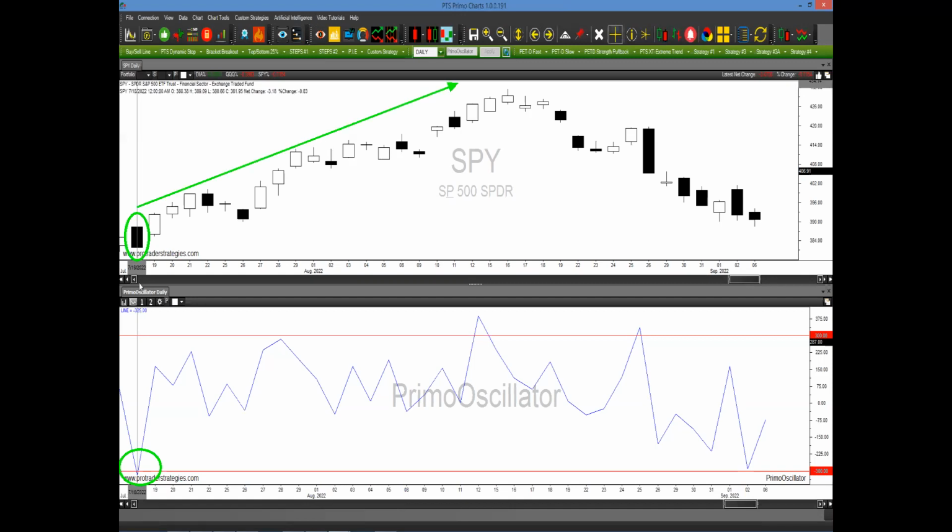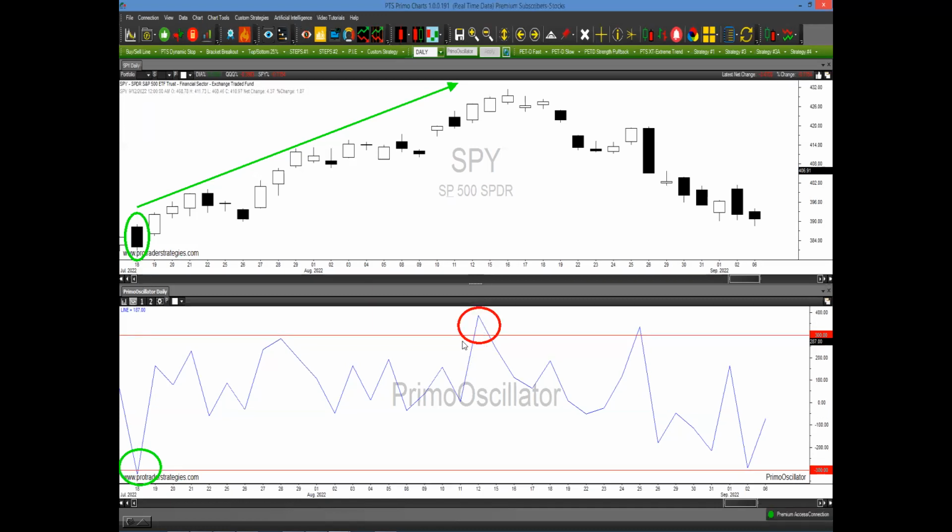Where the stochastic was telling you that we're in a totally overbought area, the Primo oscillator was telling you the exact opposite, that there was a trend direction change. Now, as we went higher and higher, we're following the oscillator. Nothing has happened using this first technique until this point right here. Look what happened. The oscillator closed now above the upper threshold.